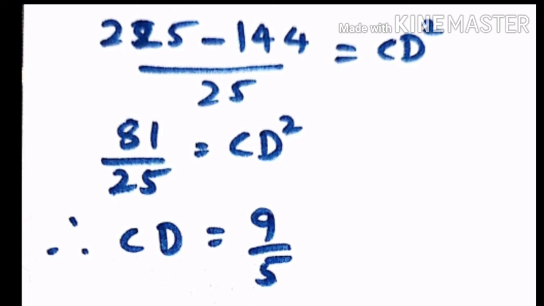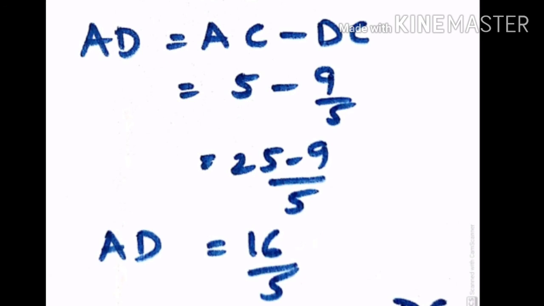So we got two values. First we found BD and then we found CD. Why are we doing this? Again, we want the tangent and sine values of these angles, that is why. Now AD value is equal to AC minus DC, or CD. So 5 minus 9 by 5, and by taking LCM, 25 minus 9 by 5, AD is equal to 16 by 5. So here we found all the different values which were unknown to us. We found all of their values without using tables and using our similarity of triangles.